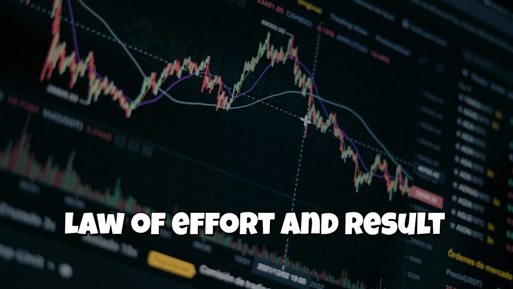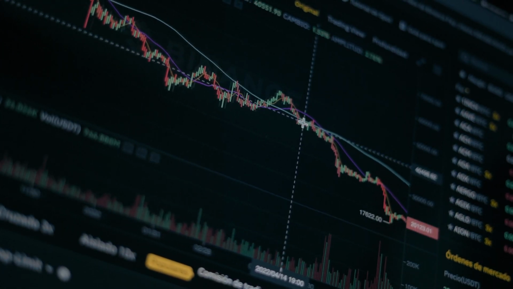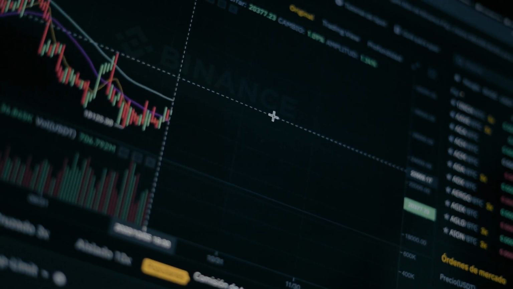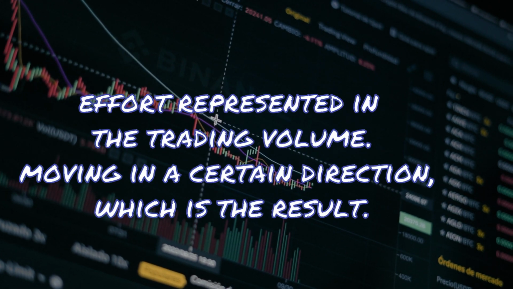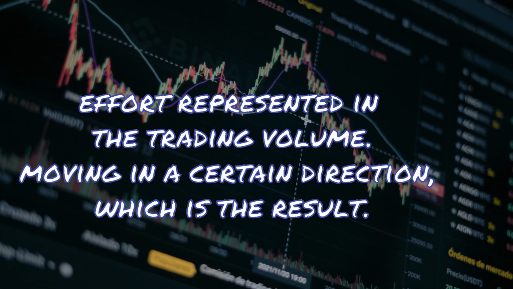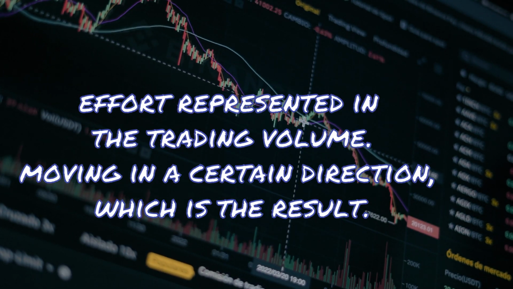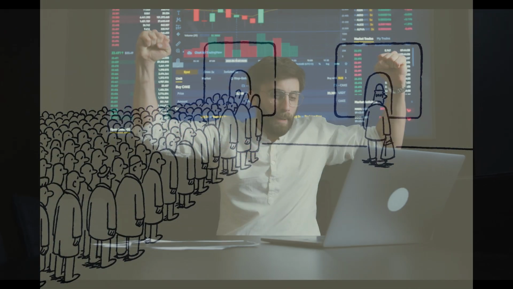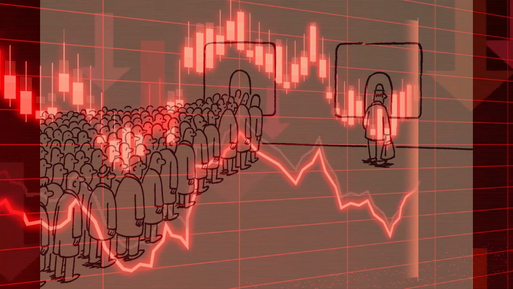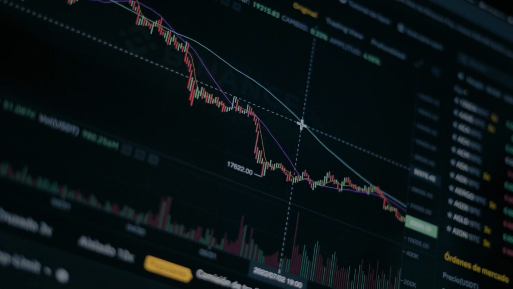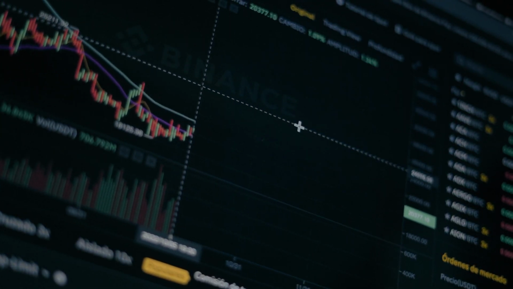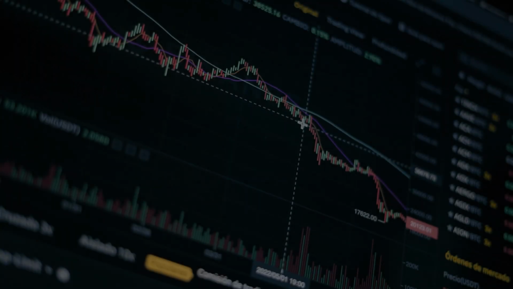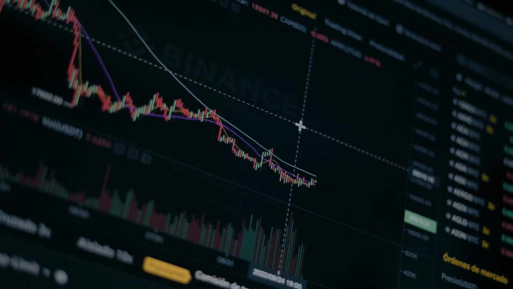Law of effort and result. Richard Wyckoff reasserted that any market's price changes come from an effort represented in the trading volume. This leads to that asset moving in a certain direction, which is the result. Volume will be stronger on one side than another, whether uptrend or downtrend. Sometimes the volume is high but almost equal on either side, producing sideways movement or a small result in price movements. Hence the law of effort.